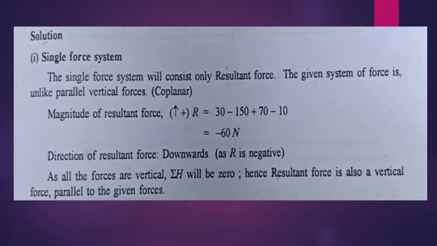30 minus 150 plus 70 minus 10, you get the value as minus 60 Newton, which indicates the resultant force is acting downward because the sign is negative, minus 60 Newton. The magnitude of the force is 60 and the direction is downward.